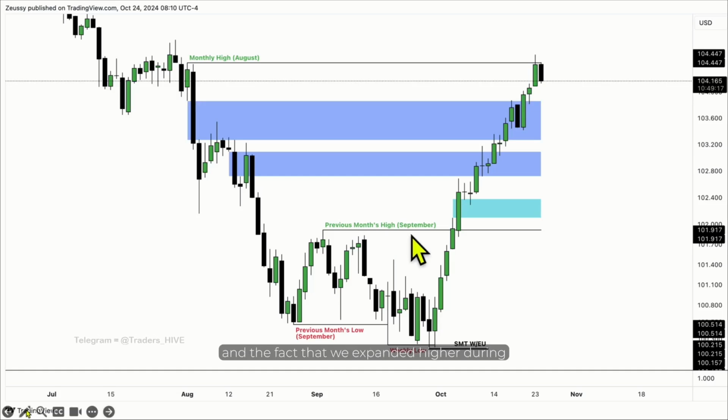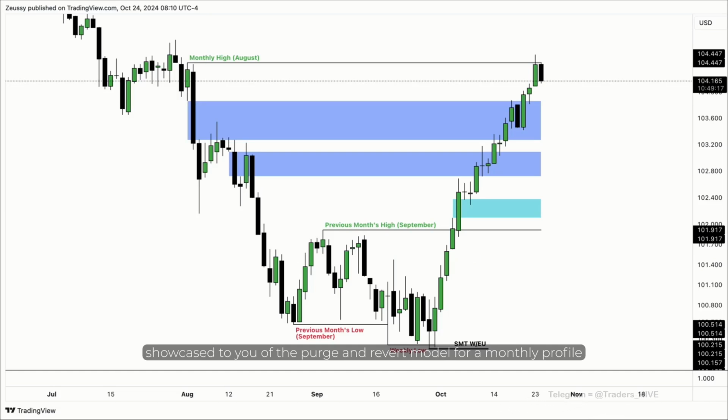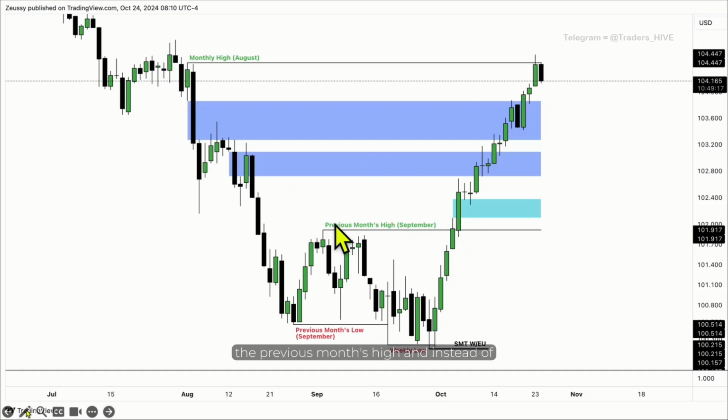And the fact that we expanded higher during this first week of October above the previous month's high and it functioned as support on price, that right there screams that the schematic which I showcased to you of the purge and revert model for a monthly profile was not going to play out, and that we were instead going to see the continuation model playing out. For the continuation model, I will not provide you with a screenshot because the continuation model really depends on how we react off the previous month's high. All that matters is that we open up, run higher above the previous month's high, and instead of rejecting it, we utilize it as support on price, then begin to expand higher.